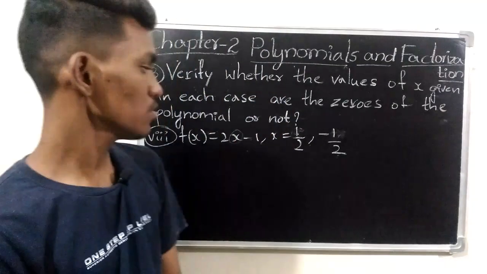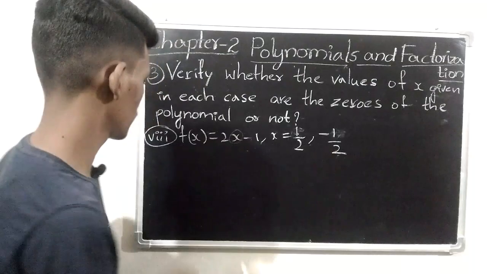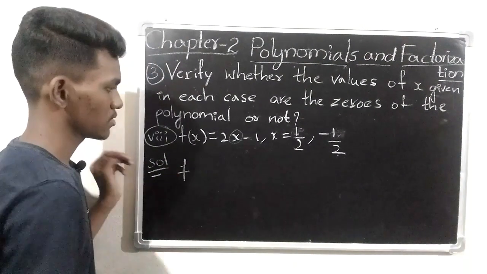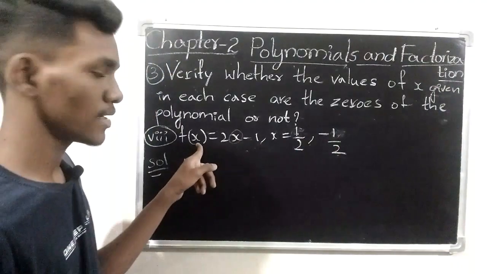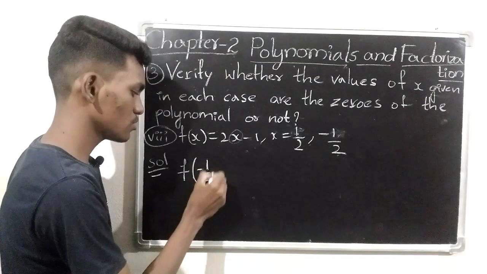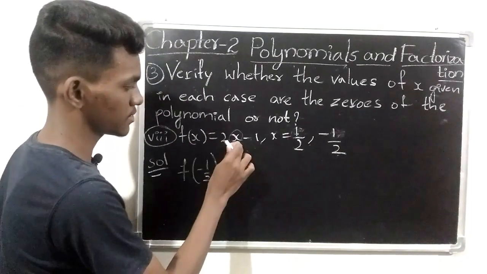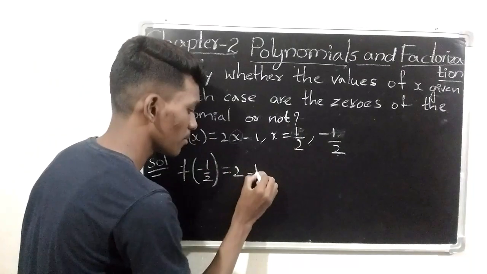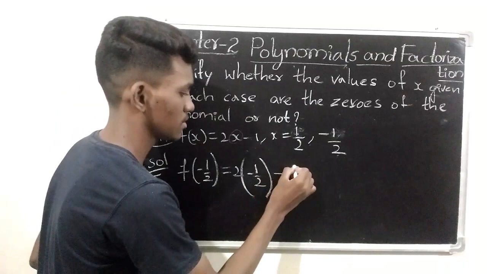So next we have to find for x = -1/2. Solution: write f as it is. We have to substitute x = -1/2. See here, x is there, so we substitute -1/2. Write f(-1/2) = 2, write 2 as it is. See here, x is there, so the x value is -1/2, so we substitute -1/2. Write -1 as it is.